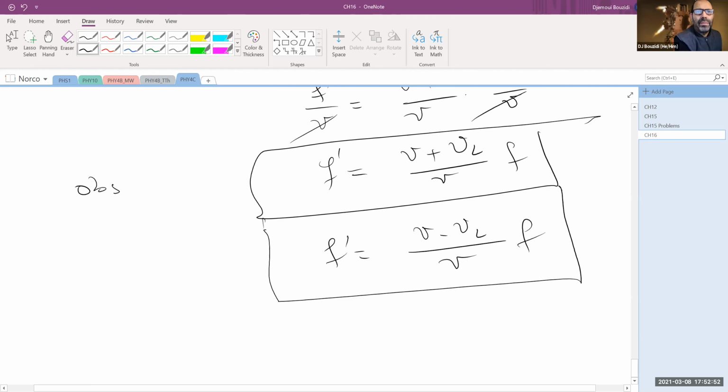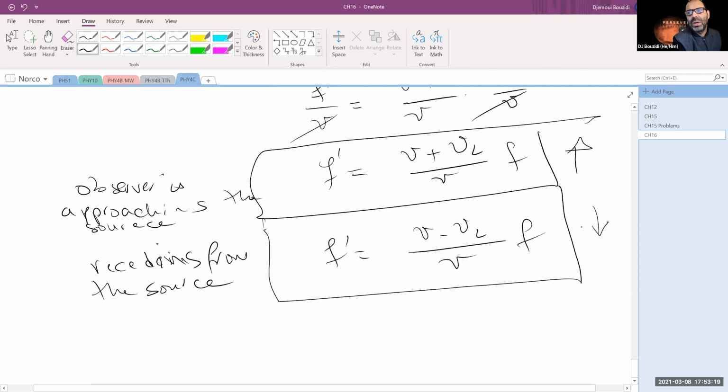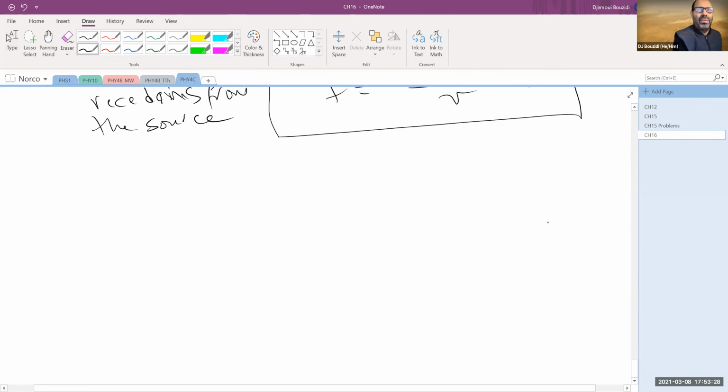Again, here the observer or listener is approaching the source, in which case the frequency is higher because the numerator is greater than the denominator. In the case when it's receding from the source, the frequency is going to be lower because the numerator is less than the denominator, okay? So again, we write these expressions as follows, and hopefully that summarizes everything for you guys.